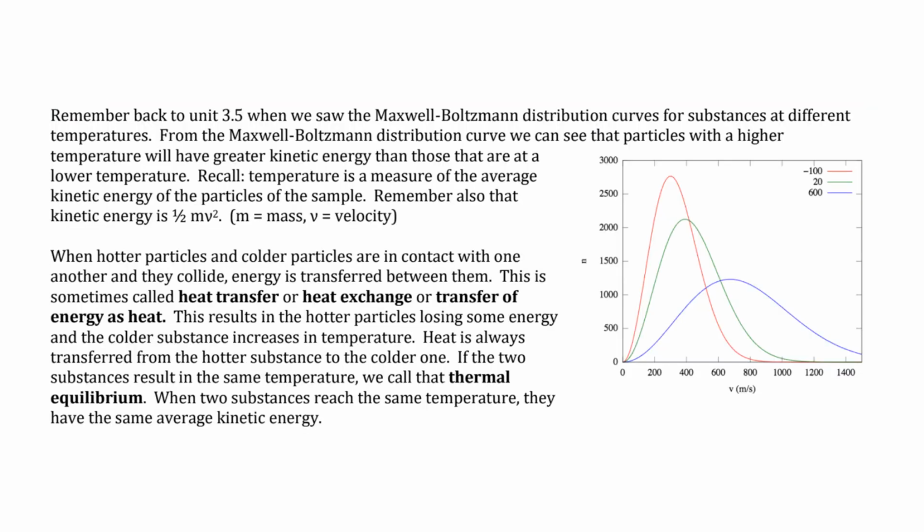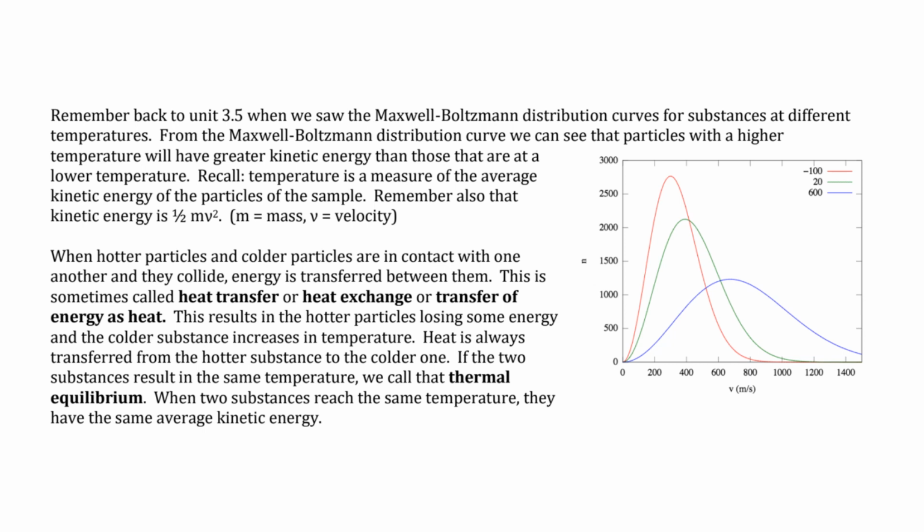So back in Unit 3.5, we talked about the Maxwell-Boltzmann distribution curves and how, if you have a substance at different temperatures, what is happening to the kinetic energy or the velocity of molecules. Remember that kinetic energy is half mass times velocity squared. When we talk about temperature, we're actually looking at the average kinetic energy of all the particles found there. If you have a higher temperature, you're going to have a higher kinetic energy.